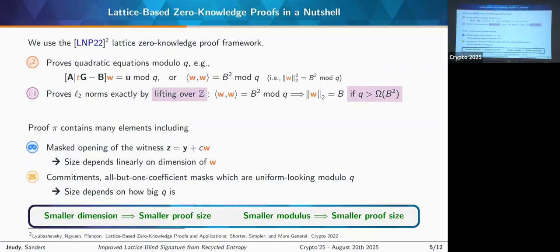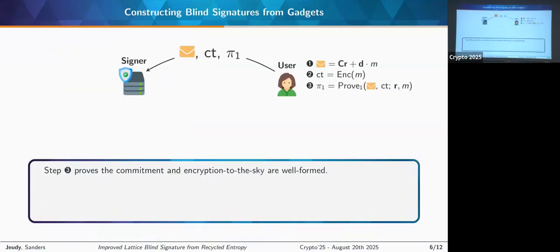These are the two main avenues we will explore to improve the blind signature size. All right, now let's see how to construct blind signatures from gadget trapdoors. We start by hiding the message in an ITI commitment CR plus DM, where R is a short randomness used to hide the message part.